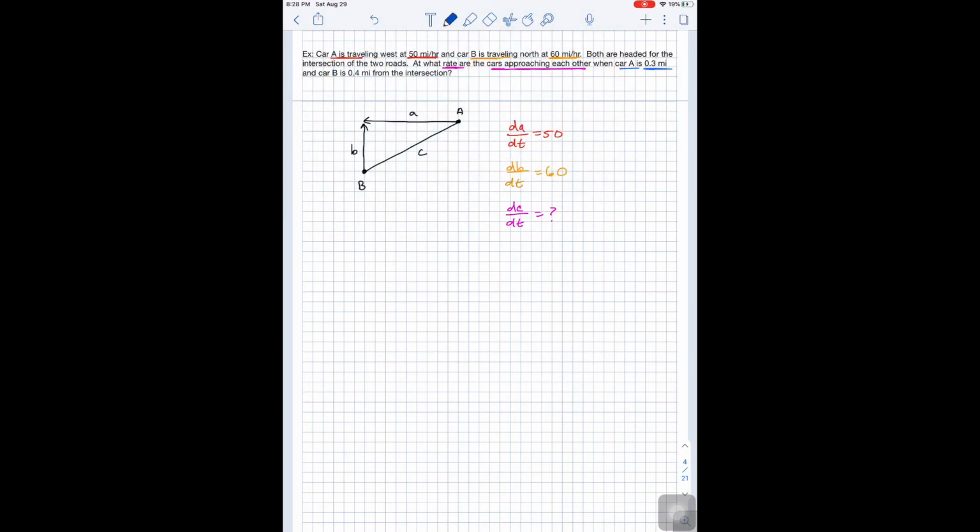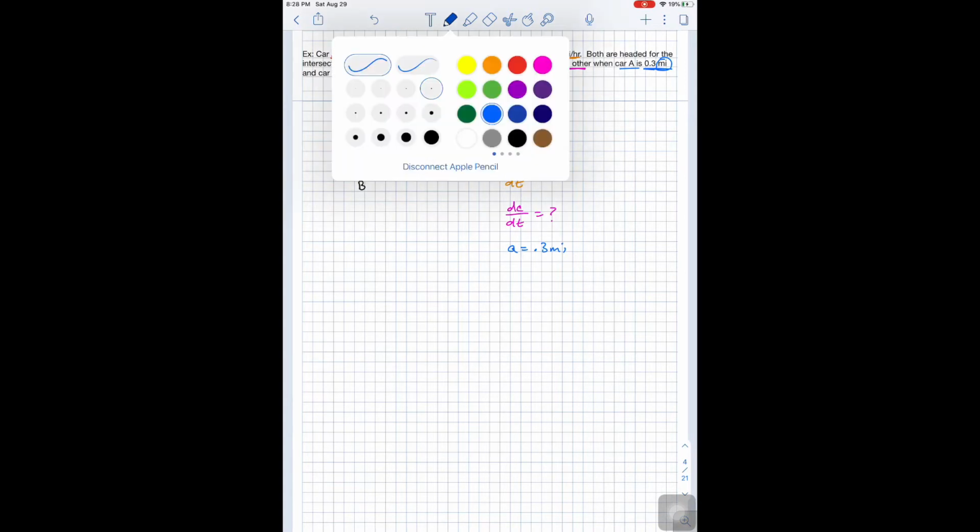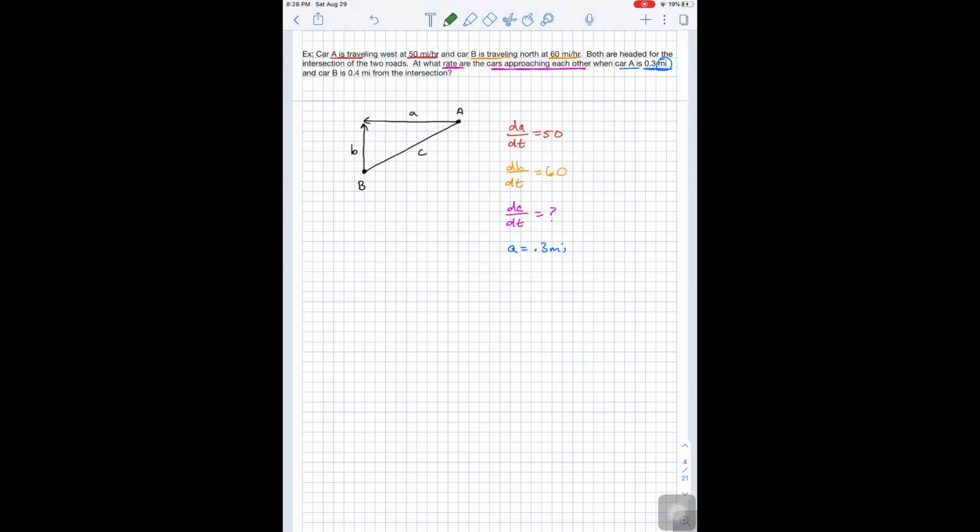When car A is 0.3 miles, now look at the label on that. That is a straight up distance. That is not a rate. So that just says that A is 0.3 miles. And then the last piece of info here is car B is 0.4 miles from the intersection. So again, that's just a straight up distance. It's not a rate. Car B is 0.4 miles. All right, that's all our info.